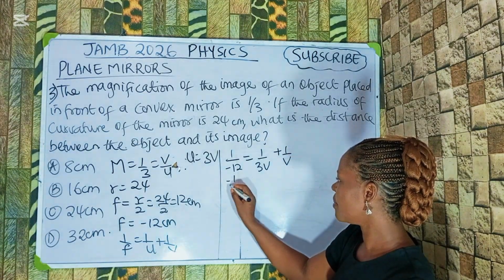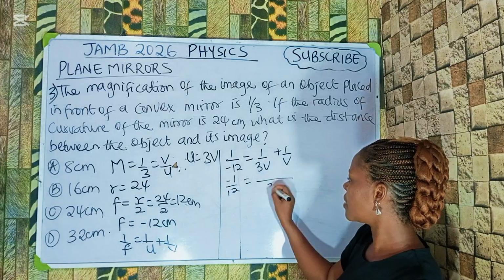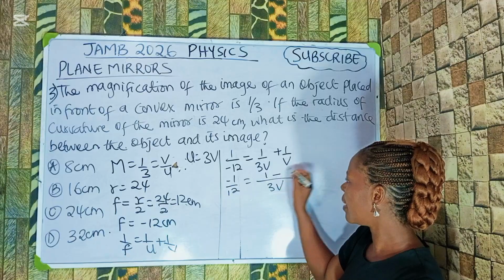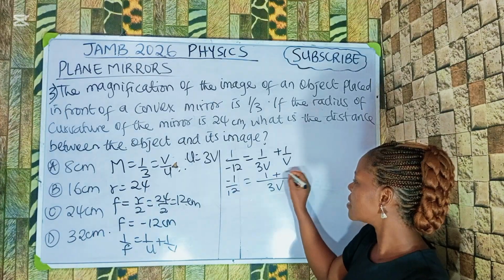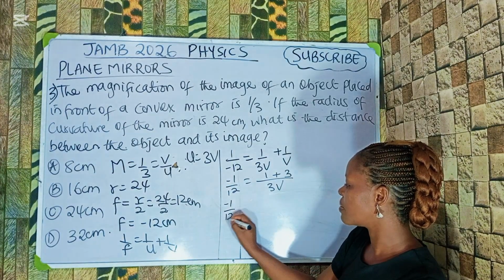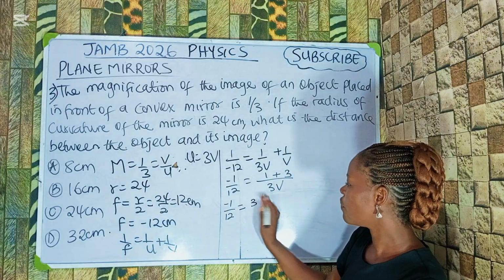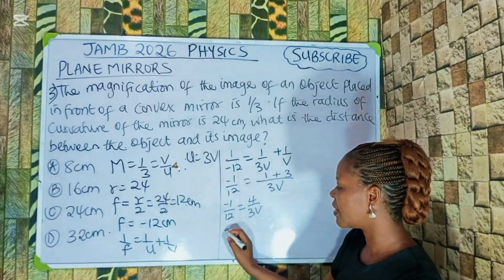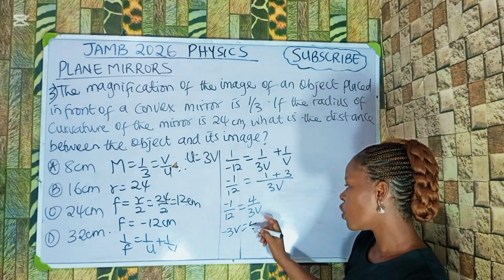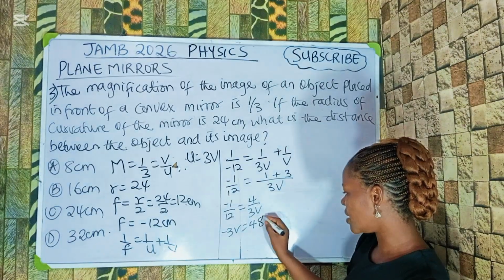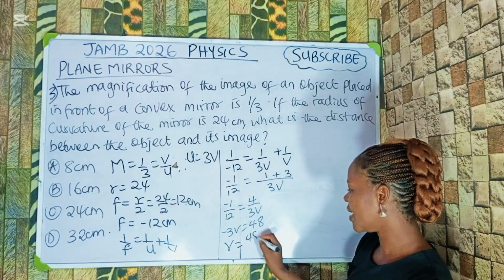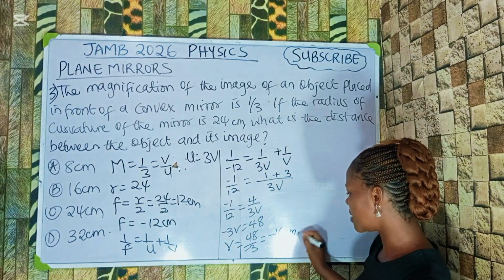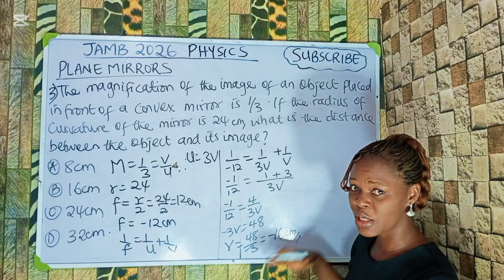Now let me get the LCM. The LCM is 3v, right? So this is going to divide to give me 1, then plus, this is going to divide to give me 3. So I'm left with minus 1/12 equals 4/3v, okay? So we cross multiply. Minus 3v equals 4 times 12, which gives me 48, right? So v is equal to 48 divided by minus 3, which gives minus 16 centimeters. That is my image distance.